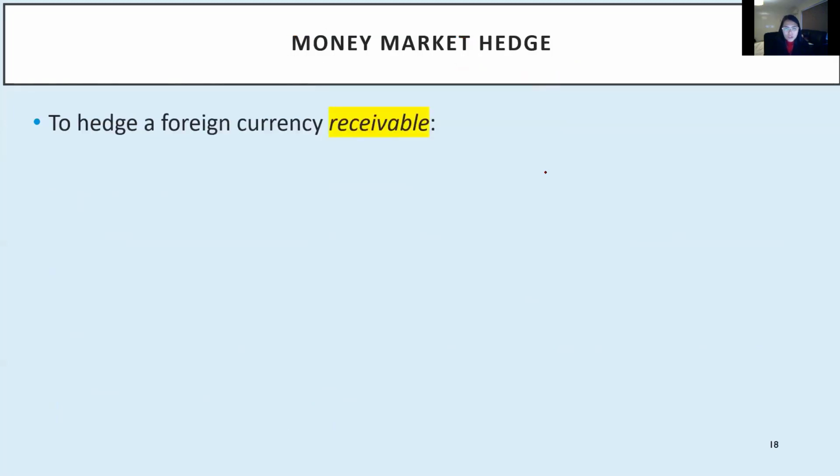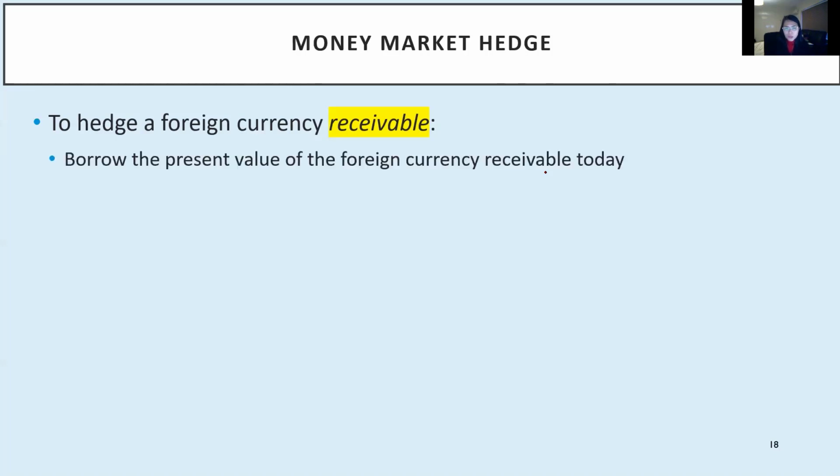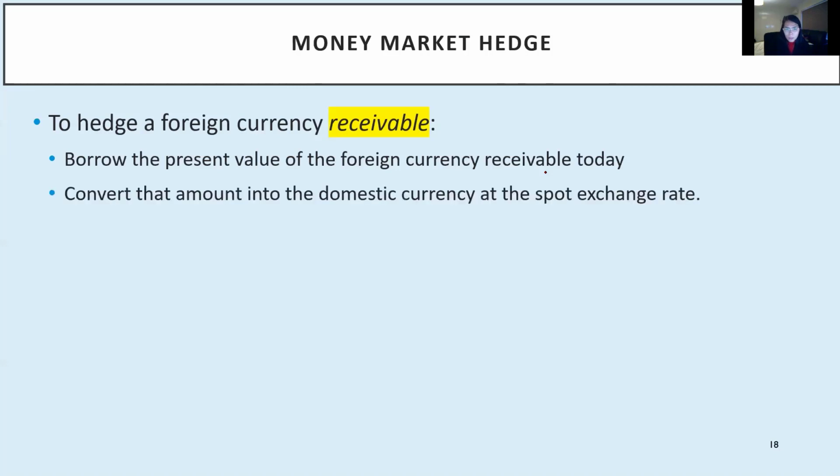So with a foreign currency receivable, we're going to do similar steps. Once again, we don't have the forward contract, and we're going to use money market instruments to hedge our position. I'm going to borrow the present value of the foreign currency receivable today. I'm going to convert that amount into the domestic currency at the current spot rate. So the only time when I deal with the foreign exchange market is in the spot market today.